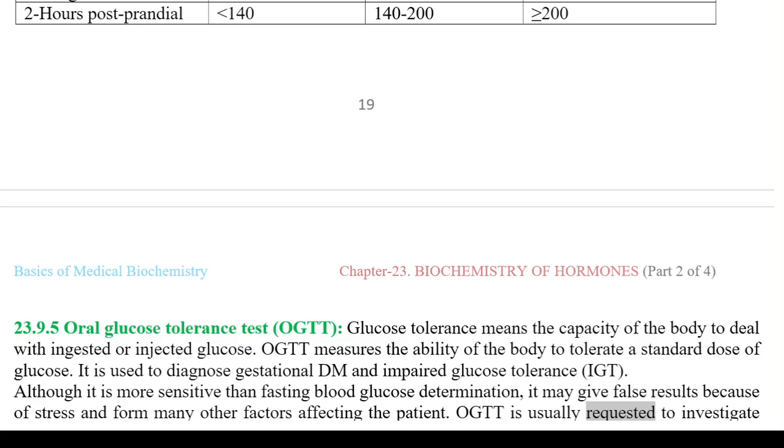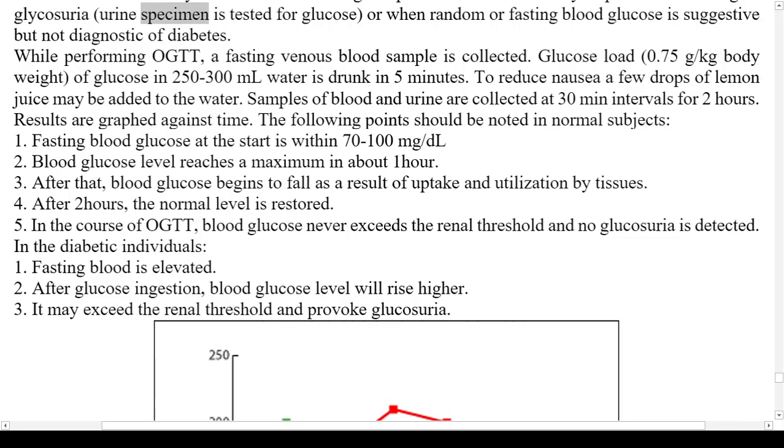OGTT is usually requested to investigate glycosuria, when urine specimen is tested for glucose, or when random or fasting blood glucose is suggestive but not diagnostic of diabetes. While performing OGTT, a fasting venous blood sample is collected. A glucose load of 0.75 g/kg body weight, in 250 to 300 ml water, is drunk in 5 minutes. To reduce nausea, a few drops of lemon juice may be added to the water. Samples of blood and urine are collected at 30 minute intervals for 2 hours. Results are graphed against time.